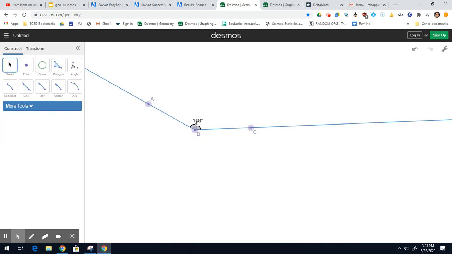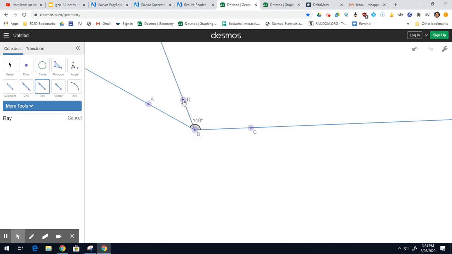That's 148. I want to be able to move it, but I don't think it can. That's a bummer. Anyway, that's a 148-degree angle. Now I'm going to randomly put a point D somewhere in here. Let's put it right there, close to A. Let's call that point D. That's my point in the interior. Let's make a ray going from B to D.